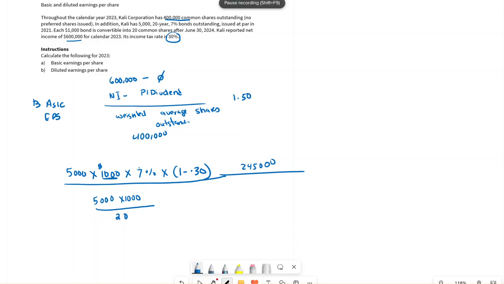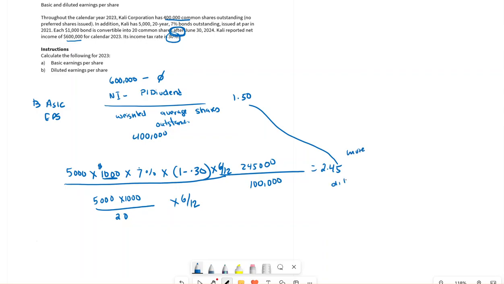They said the bonds will be converted into common shares after June 30th. So at the top I do 6/12, and at the bottom I do 6/12. When you do that, I have 245 at the top and 100,000 at the bottom, because these two cancel each other out. So we calculate the earnings per share on its own, and this is more than the basic earnings per share.